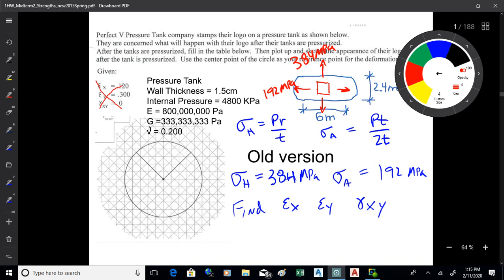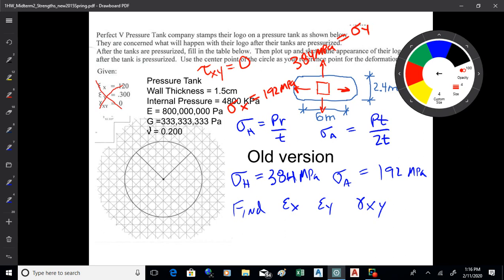While we're talking about the stress there, what's the shear stress in the XY directions on that thing? It's not much, because a pressure tank is just like a balloon. It's being stretched. There's no shear in the X and Y directions. So now we've got inputs into these equations we can use: sigma x and sigma y. Then we can go ahead and find the strains in the X and Y directions.